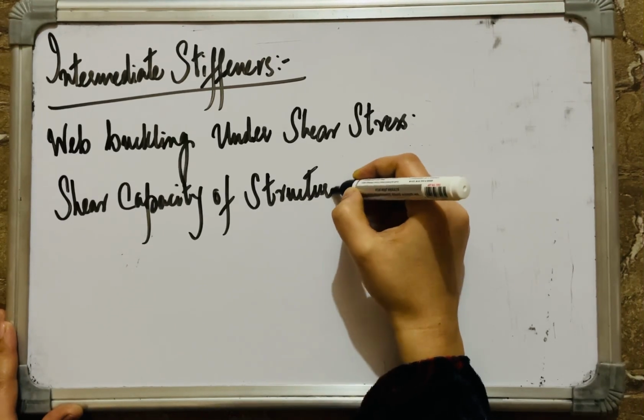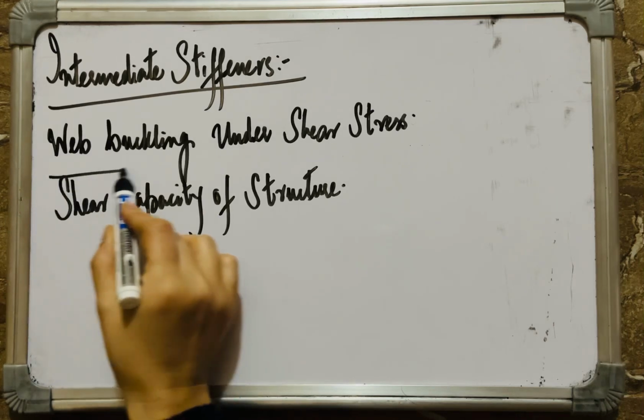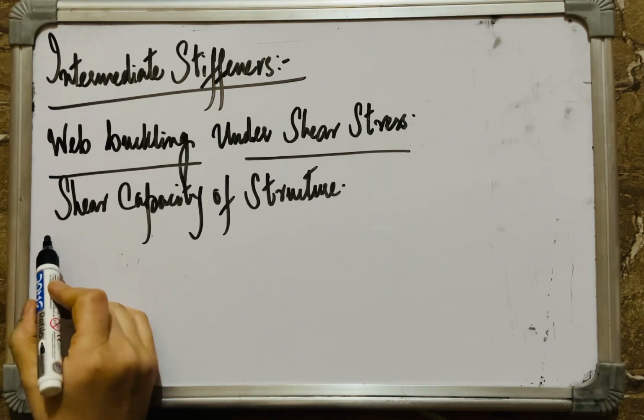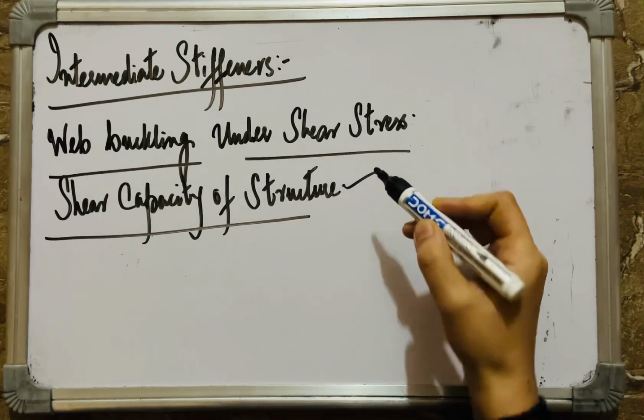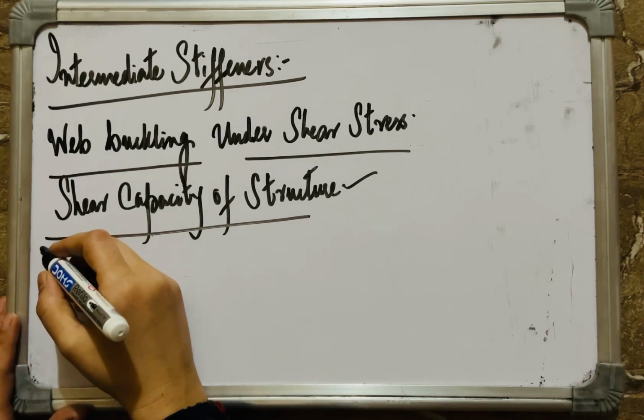So these intermediate stiffeners, which will be vertical stiffeners, are provided in a steel truss bridge, and these are required so that they will prevent the web buckling under shear stresses. They are especially used in areas with high shear forces or concentrated loads, and their role is also to improve the overall shear capacity of the structures. Now we'll see in what situation we need which type of stiffener.